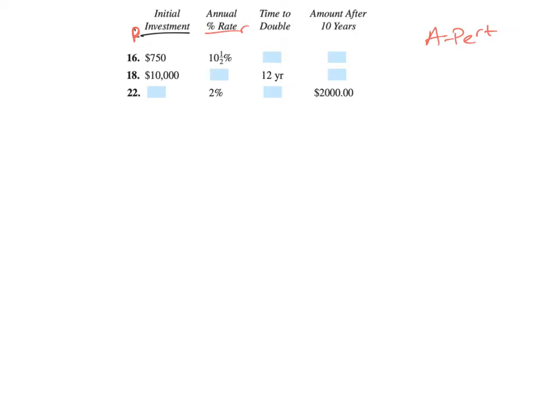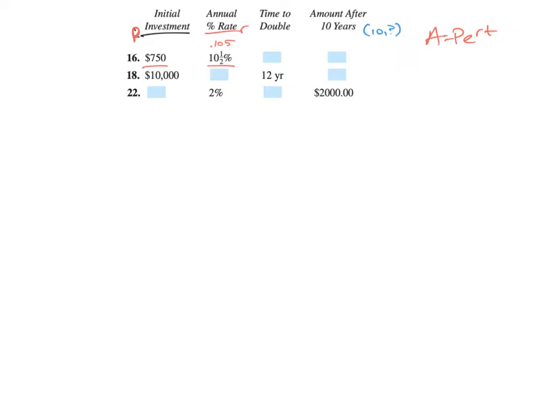And then time to double. Well, that's our time to double. So we're going to double whatever we start with. And then our amount after 10 years is kind of our time at 10 comma something. All right. That's how to read this little graph. All right. So on 16, what's given to me? Our P and our R. Now, this R is actually 0.105. That's actually our rate on number 16.